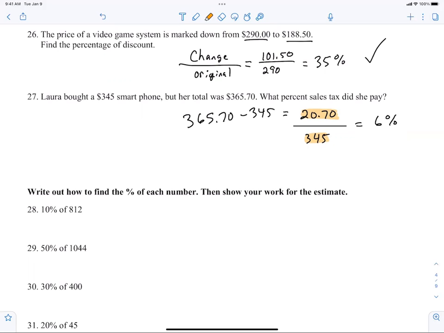How do you tell if you're finding the change? Well, generally the change is when they're asking for the percentage. Okay, you with me on that? When you want to find a percentage, it's the change divided by the original. Now, it's not always true, but right now we can say that's a good summary.